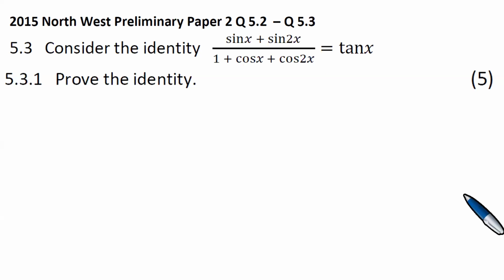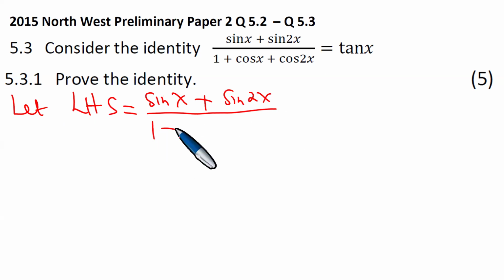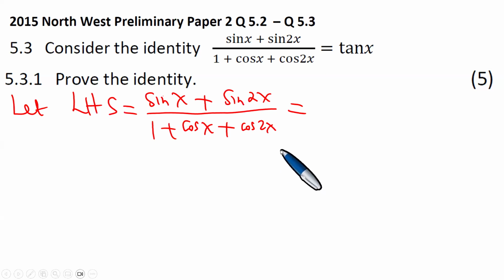Northwest. Consider the identity, prove this identity. To prove this identity, we let the left-hand side be sine x plus sine 2x, over 1 plus cosine x plus cosine 2x. We need to prove that it equals the right-hand side.